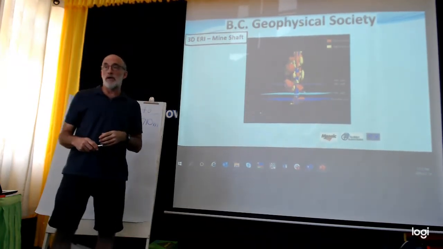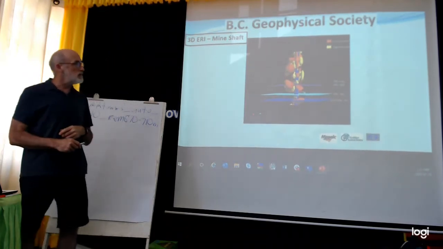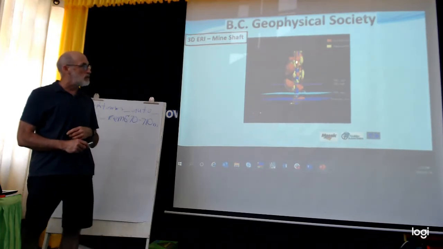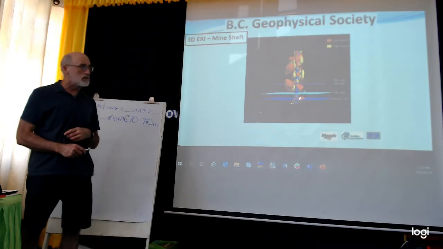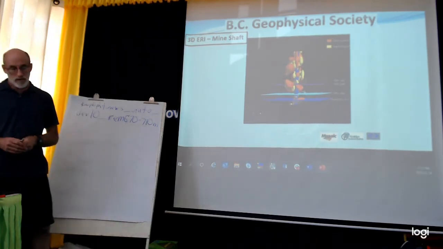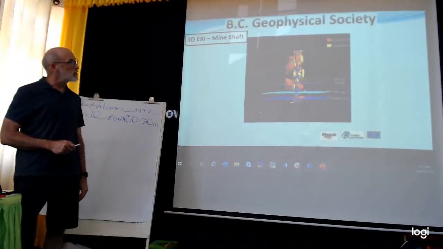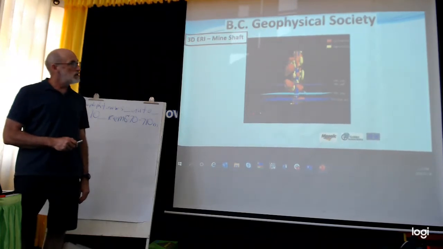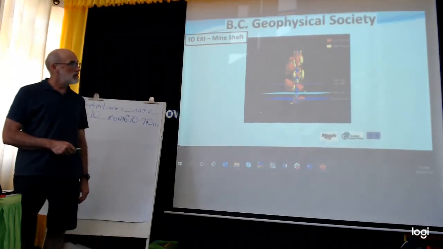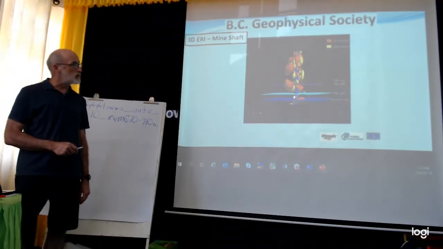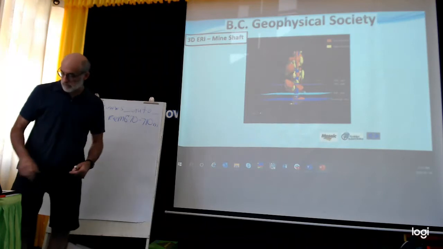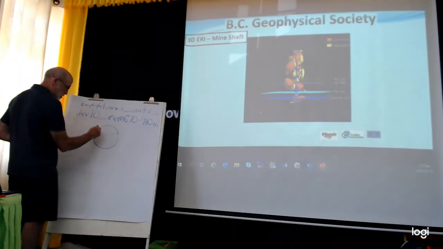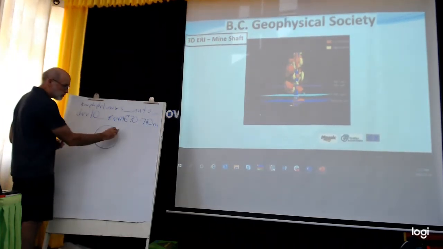And so it leaks. Actually, this section is about 400 meters long. And these were the conductive zones right here where there was water. So we had 400 electrodes in a circle, in three lines. So there was 140 electrodes.